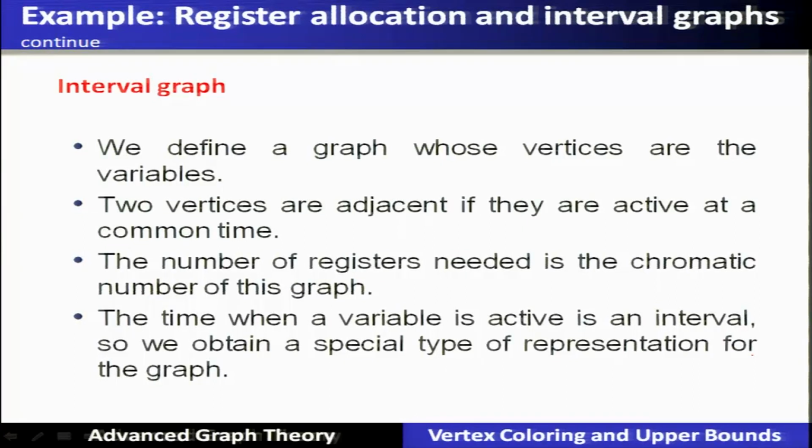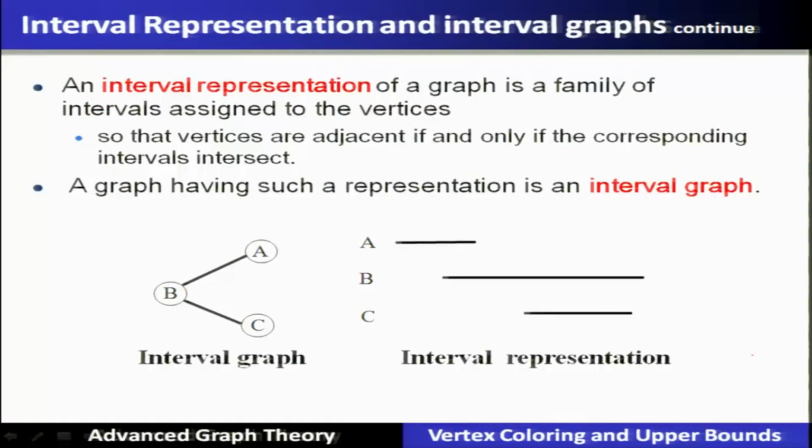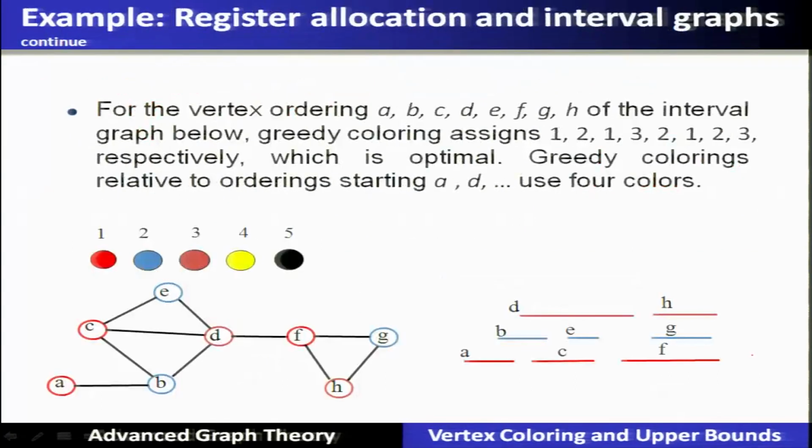So, we define a graph whose vertices are the variables, and two vertices are adjacent if they are active at a common time. The number of registers needed is the chromatic number of this graph. The time when the variable is active is an interval. So, we obtain a special type of representation for the graph which is called an interval graph. Let us take an example: given this particular interval graph, the intervals are given in this manner.